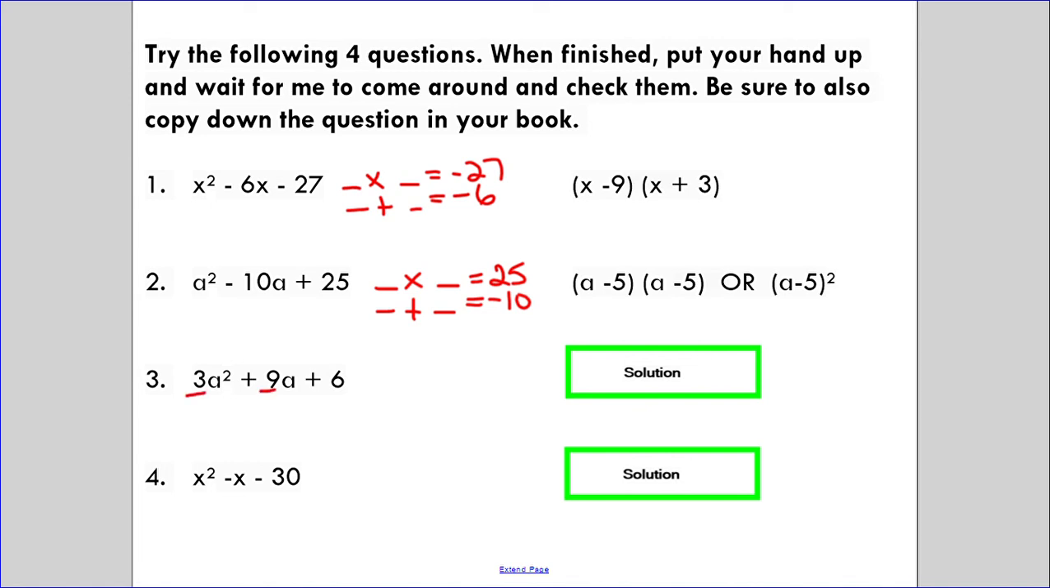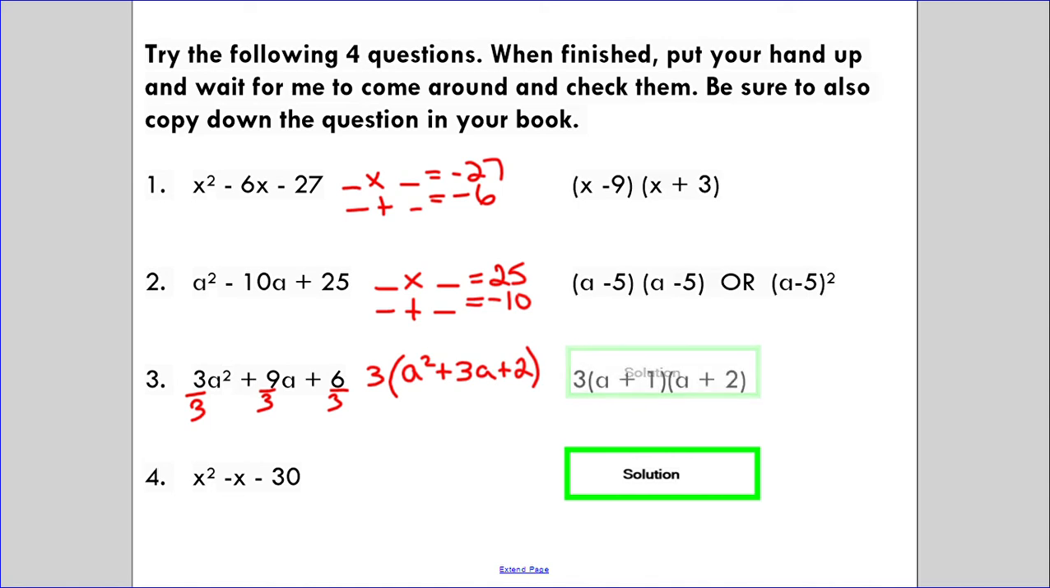In my next one, this one was one of the trickier ones here because it has a common factor of 3 that I could take out of each one. And then if I take out that 3, what I'm left with is a squared plus 3a plus 2. And when I think of multiples of 2, there's only 1, and it's 2 and 1. So 3 and then a plus 1 and a plus 2.